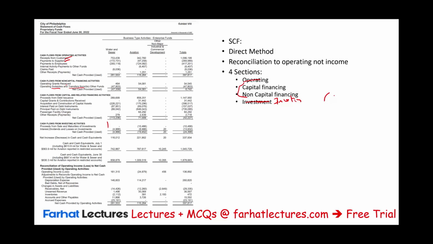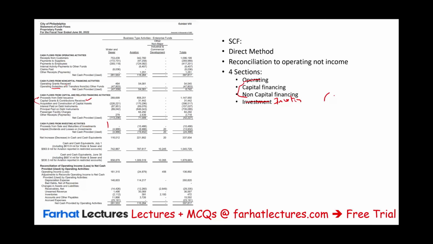Non-capital financing is when you issue debt, when you receive capital grants and contribution, when you have interest paid on that instrument because the debt, that's an outflow. So those are the non-capital financing. Then we have the investing section. Proceeds from sale of maturities of investments, interest, dividend, and losses. Those are the 4th category.